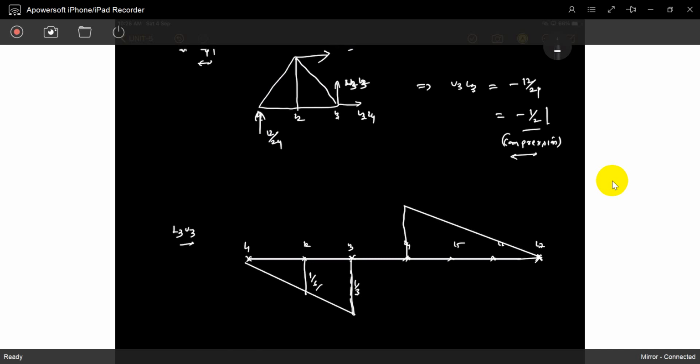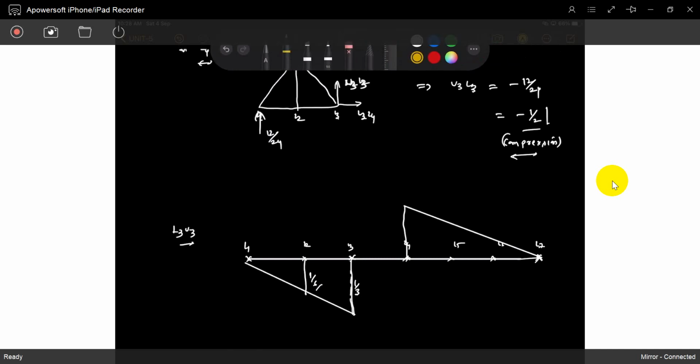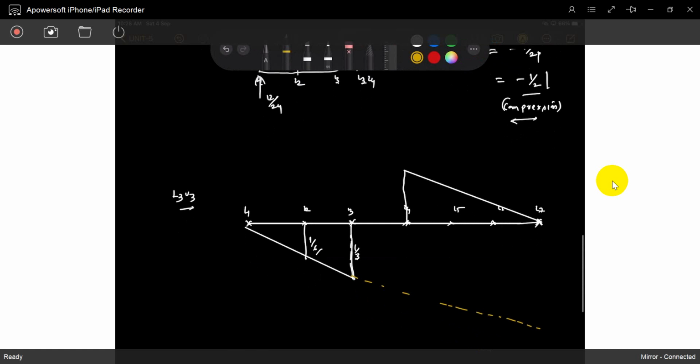That means it is exactly 1. It exactly represents VB, and up to this it is exactly VA. It's 1. You know the values. In between, any place you can easily find out. So that is the idea.